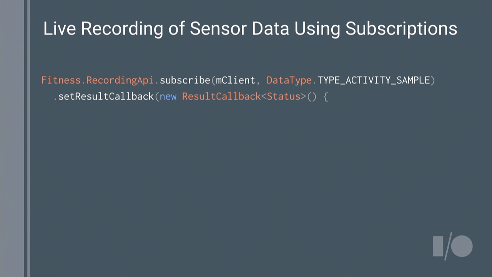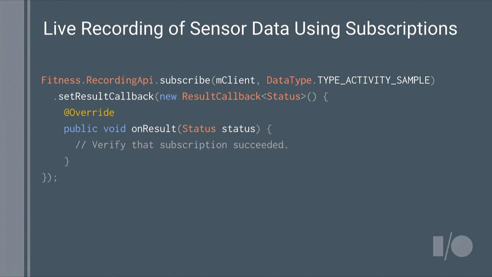Basically, the Google Fit platform is going to start recording data and syncing it to the cloud in the background. And when I want it later, I can just read it with the history API. So once I subscribe, I'm done. All I really need to do is just check the status code in the on result. And that's just to make sure that the subscription succeeded.